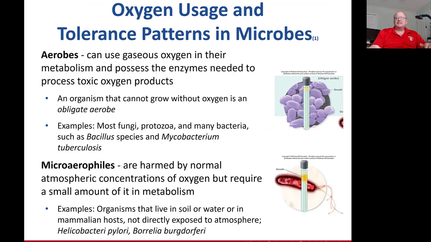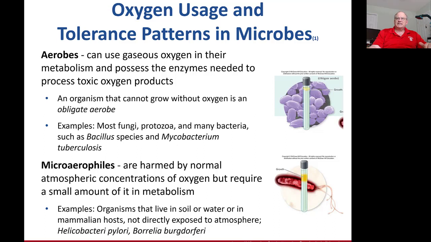Aerobes can use gaseous oxygen in their metabolism and possess enzymes needed to process toxic products. Microaerophiles are harmed by normal atmospheric concentrations of oxygen but require a small amount in their metabolism. So these are not directly exposed. Borrelia burgdorferi, the causative agent for Lyme disease, likes to go intracellular into our cells, and in poorly vascularized regions, now you know why. They're microaerophiles and they're harmed by the atmospheric concentrations.